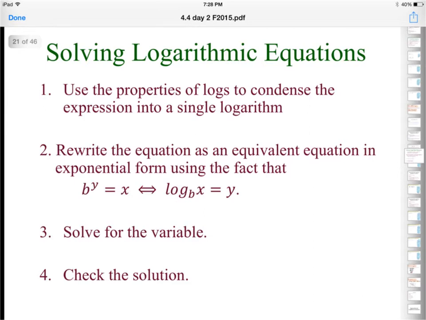Secondly, we want to rewrite the equation as an equivalent equation in exponential form. So if you get a little bit confused about what I'm doing, just recall I'm switching from log form to exponent form. Next, we can solve for the variable. And then we always want to plug in the value that we got when we solved and make sure that it is true.